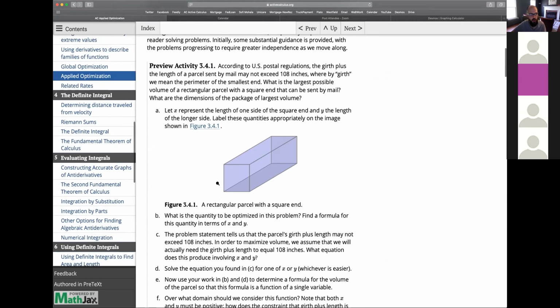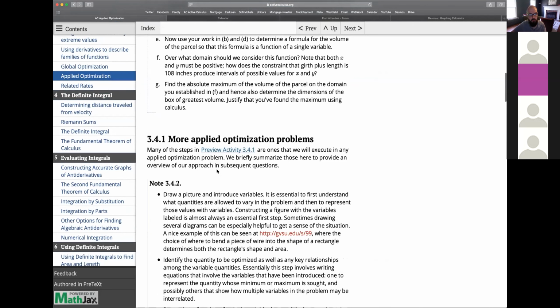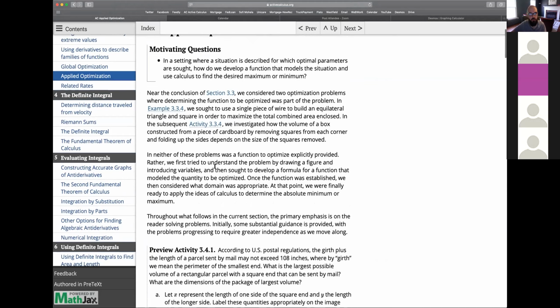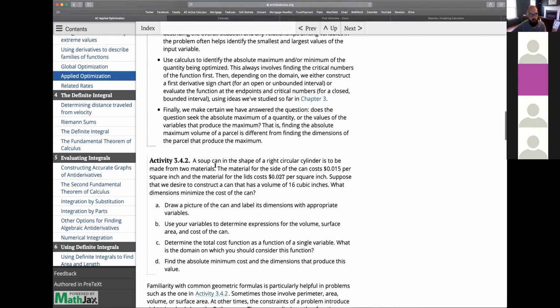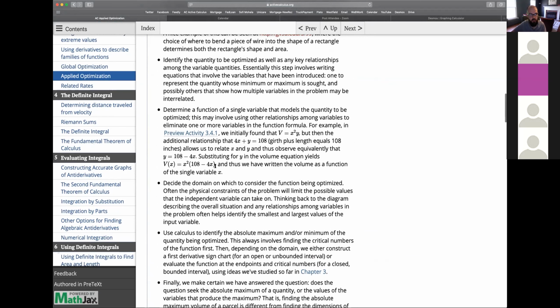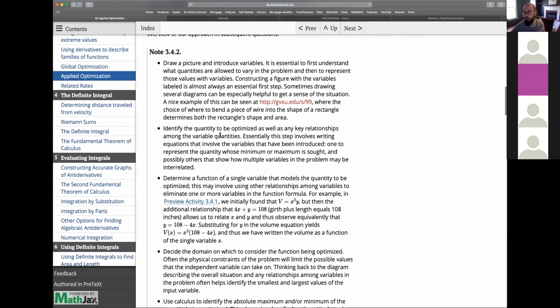Okay, so what I want to do now is continue with the optimization problems. We're going to jump into section 3.4, and this note, 3.4.2, is going to be really helpful for students. It's the process that we've walked through over our last few examples, what you're doing when you are solving these optimization problems. So step one, draw a picture, introduce variables. We're trying to understand the situation, what's going on. Identify any equations. We were writing those down, kind of like what we did with our volume.